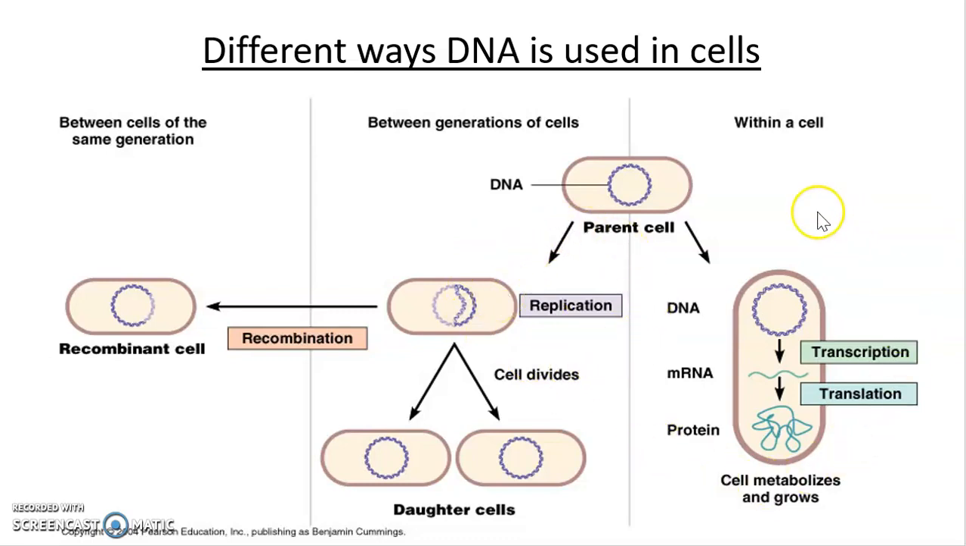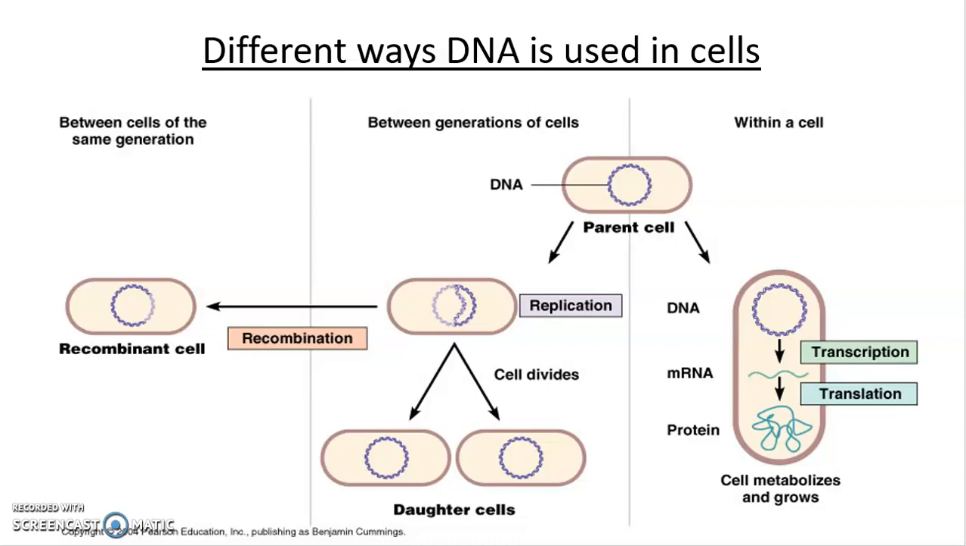We can also look at the DNA and what it's actively being used in within those cells here to code for certain molecules that are going to be used in protein synthesis. And then the last way we can see is DNA can actually be shuttled between cells of the same generation.